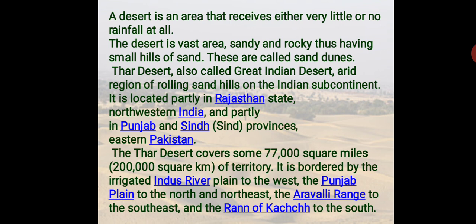So children, what can we say? A desert is a vast area, and this area is scattered with sand and rocks. And we sometimes get small hills of sand. These hills of sand are said to be sand dunes.